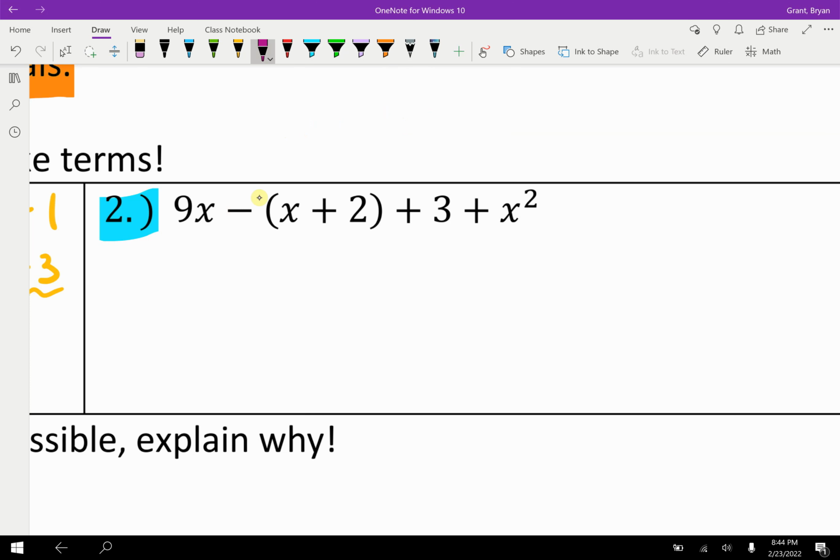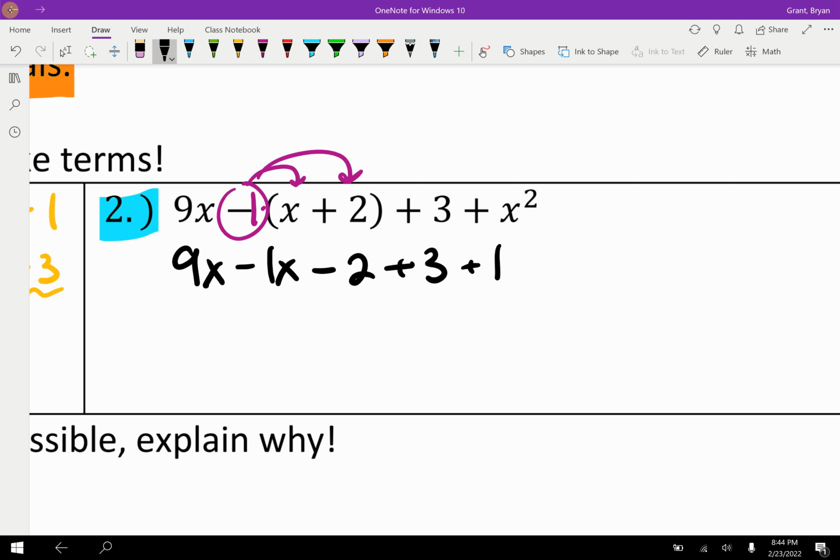So it says 9x minus, let's put in that invisible 1 that we've worked on before, and distribute that negative 1 to everything inside. This gives us 9x, negative 1 times x is negative 1x, negative 1 times positive 2 is negative 2, okay? Plus 3, plus, and I'm going to put the 1 in front of the x squared.